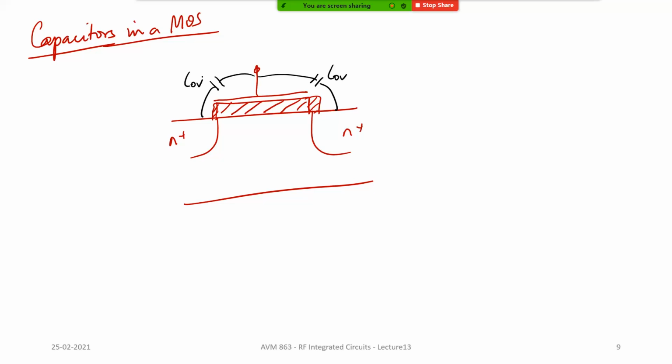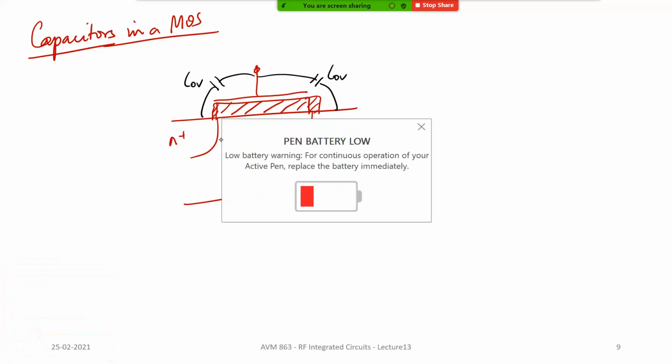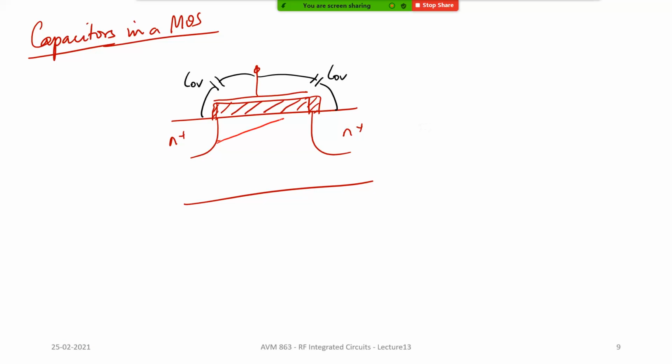Okay. Now the channel is basically formed like this, right? In the saturation region, the channel will be something like this. Which means that there is this capacitance formed between the gate and this channel, right? It's like a parallel plate capacitor. So you basically have one more capacitor.